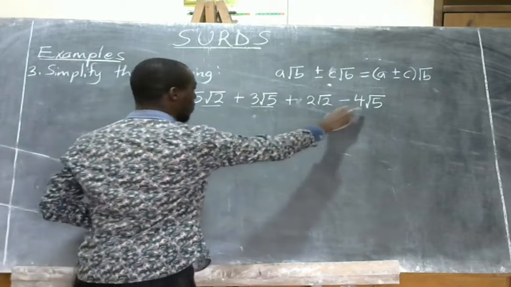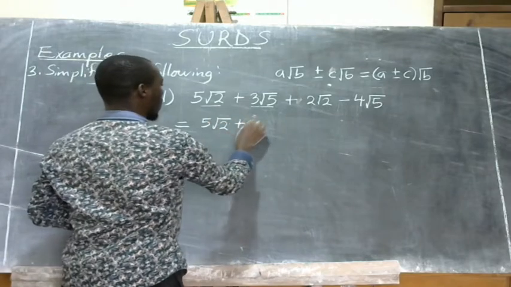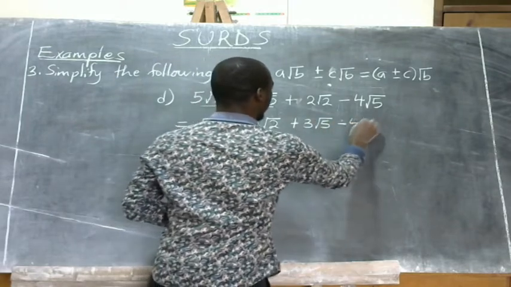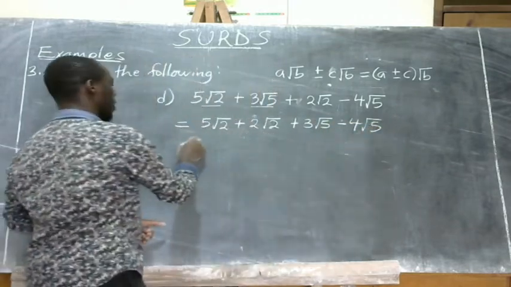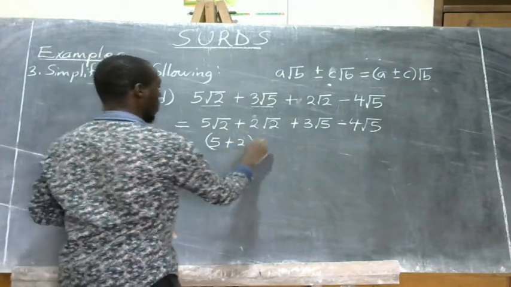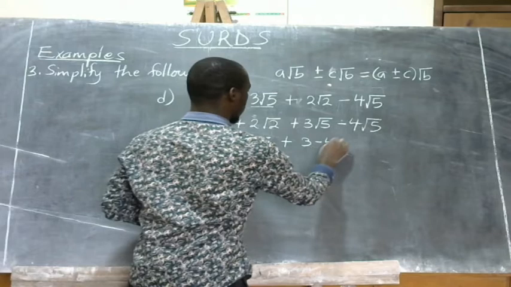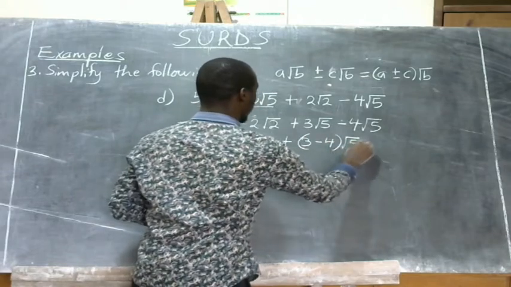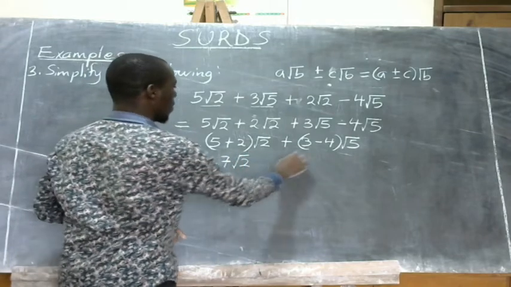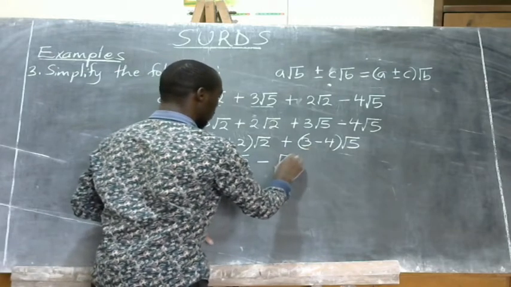Then root 5 with root 5, then root 2 with root 2. So 5 root 2, then plus 2 root 2, then now plus 3 root 5 minus 4 root 5. Here I add 5 to 2 and root 2, then plus 3 minus 4 into root 5 there. So when I add here, I get 7 root 2. Then when I subtract here, I get a minus 1 root 5.